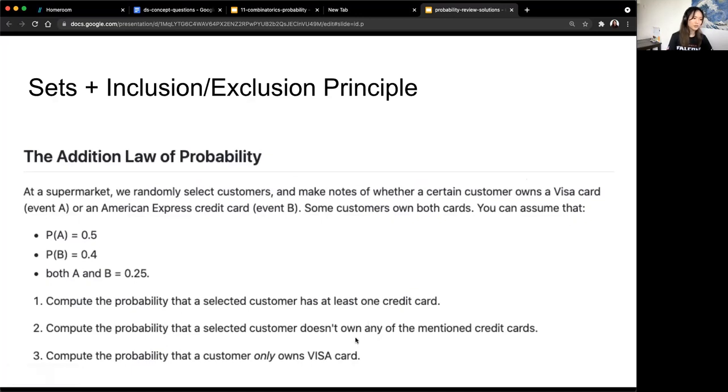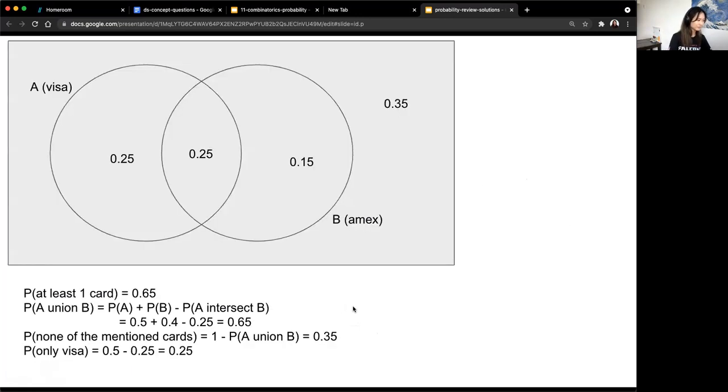Probability that a customer doesn't own any of the credit cards, that's when you would use the complement. Here we have "none of the mentioned cards." If you want to see none of the mentioned cards, it means that you don't have one card, you don't have both cards. So another way of thinking about that is the complement of A union B. And anytime you see a complement, you just take 1 minus.